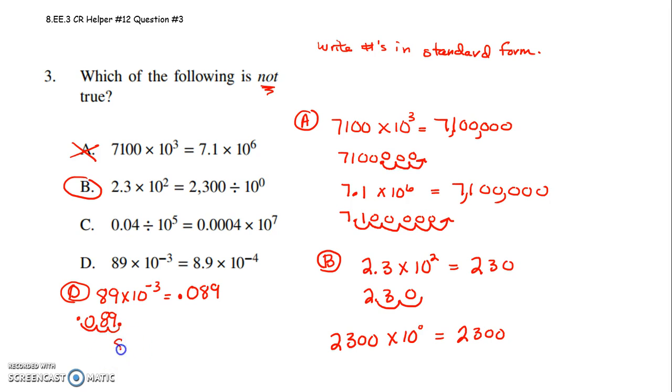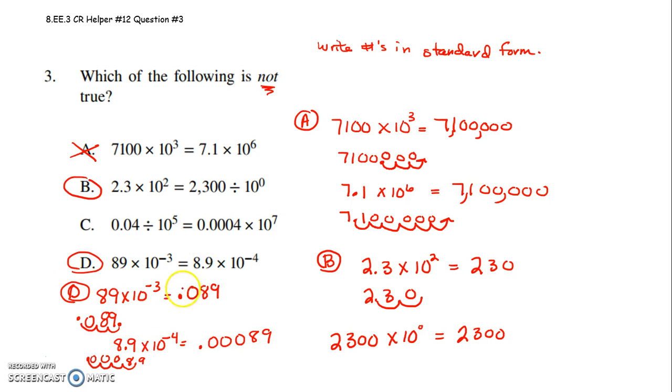Then we have 8.9 times 10 to the negative 4th power. Okay, negative exponent, our number's getting smaller. Our decimal point will move to the left 4 places. 8.9, 1, 2, 3, 4. So I'm going to have to fill in 1, 2, 3 zeros. 0.00089. All right, well, I just found more than one that are not true, because this isn't true either. Right?